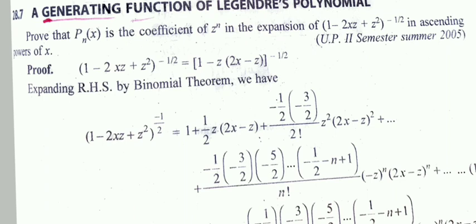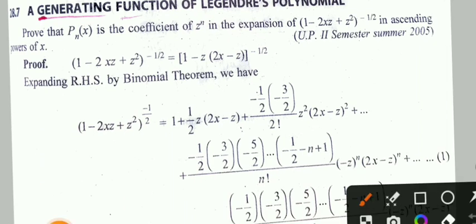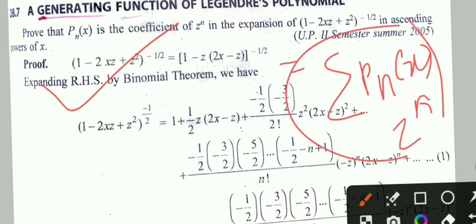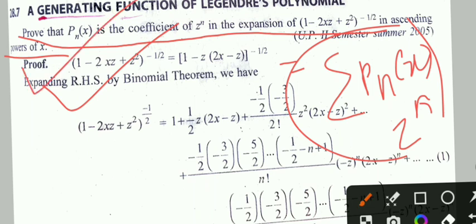Now let us look at the generating function of the Legendre polynomial. The generating function is (1 minus 2xz plus z squared) to the power minus 1 by 2 equals the summation of Pn of x into z to the power n. Here it is not written this way, but it is given in the line: prove that Pn of x is the coefficient of z to the power n in the expansion of (1 minus 2xz plus z squared) to the power minus half in ascending powers of z. So this means the summation of Pn of x into z to the power n. You should know this formula.